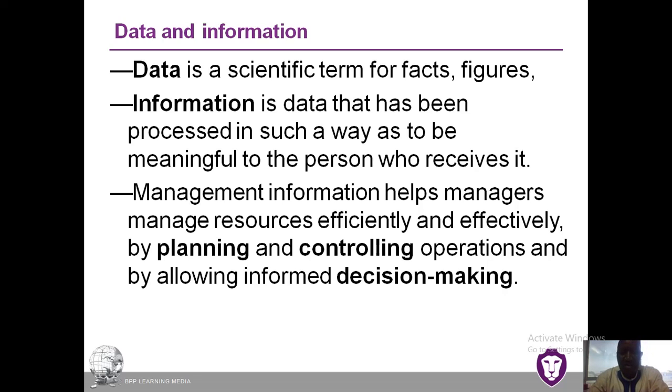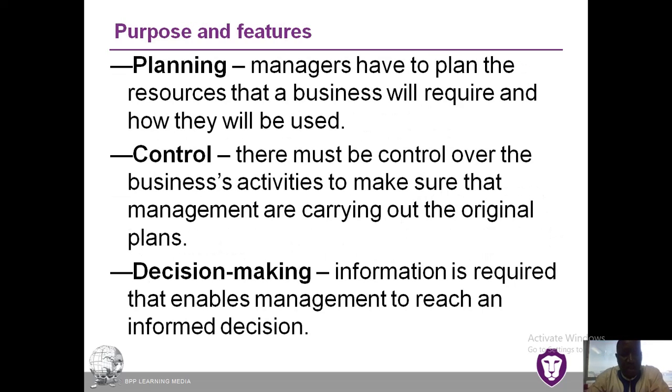If you are going to take a decision based on information provided by someone else, then you got to make sure that the information is good information. So managers use information provided to them to make plans, take control measures, and of course make decisions. What is planning? Managers have to plan the resources that the business will require and how these resources are going to be used. For managers to be able to do that, they need information surrounding certain resources, information such as how much those resources are costing the organization and other things that surround that particular information.